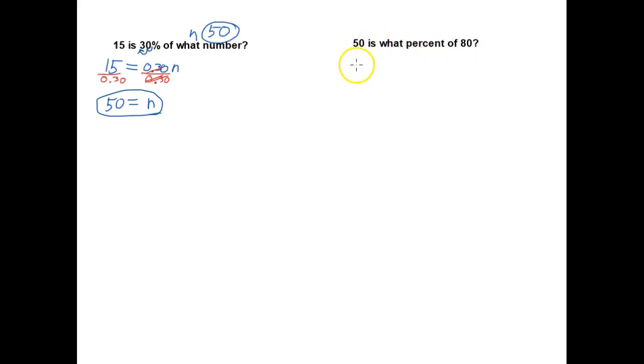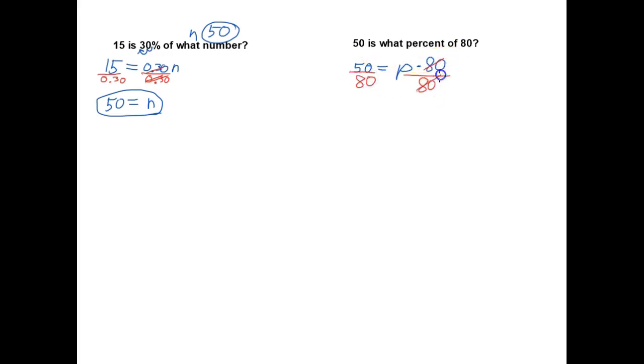So again, "is" means equals. So I'll say 50 equals what percent? I'll use P to represent the percent. "Of" means times, so I'll say times 80. Now I'm going to divide each side by 80 to get P by itself. So I'll show that. Divide this by 80 and divide this by 80.